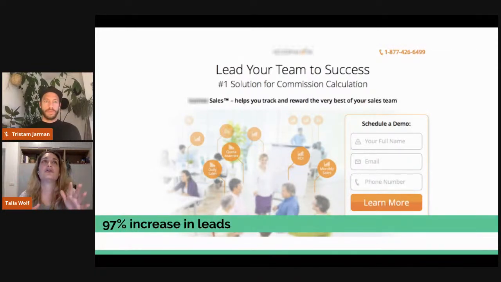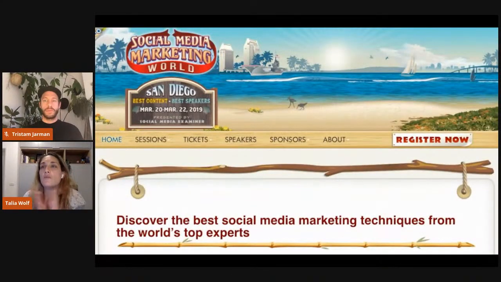Now, here's the thing though, to solve your prospect's problem on a landing page, you don't have to do a complete redesign. You don't have to have all the best trends. Sometimes it's just about using the right words. So a while ago, we worked with Social Media Examiner to help them sell more tickets for their event that happens every March. It actually just happened now, biggest conference for social media marketing in the world. And it was pretty cool.